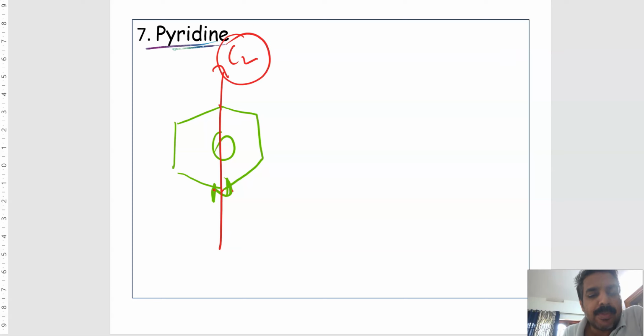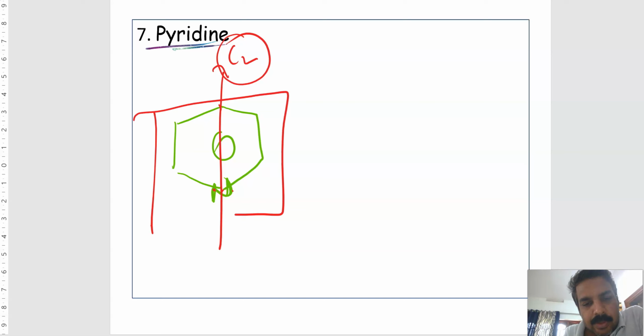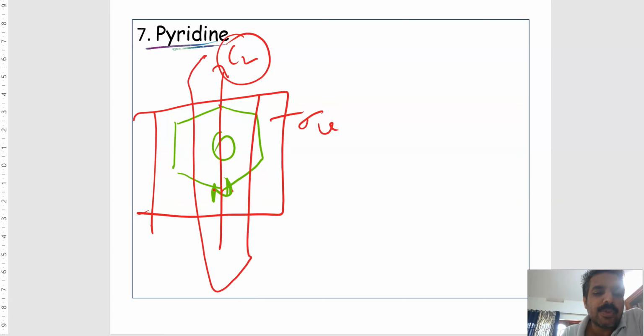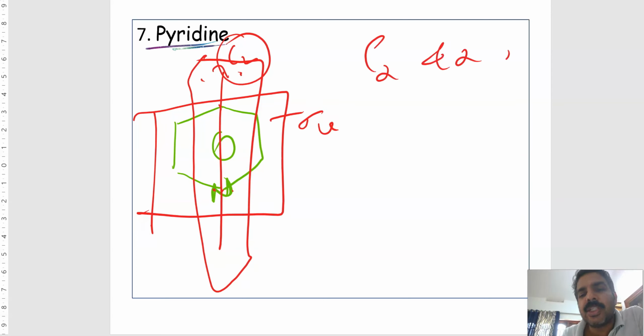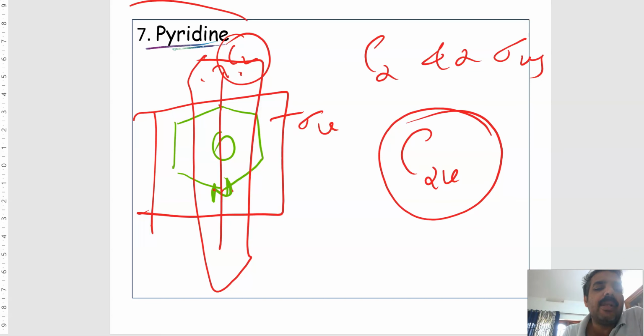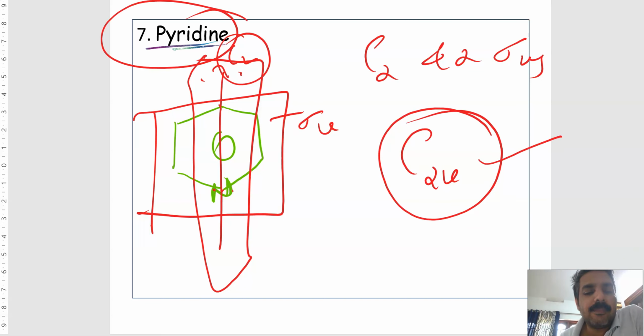And there are 2 sigma v's. One sigma v is the molecular plane itself. Another sigma v passes through this C2 axis. So C2 and 2 sigma v's. Okay, so the point group will be C2v. The point group of pyridine is C2v.